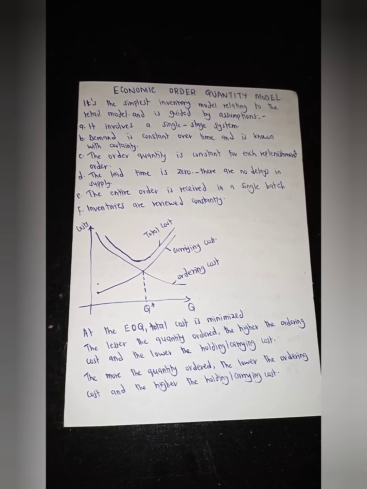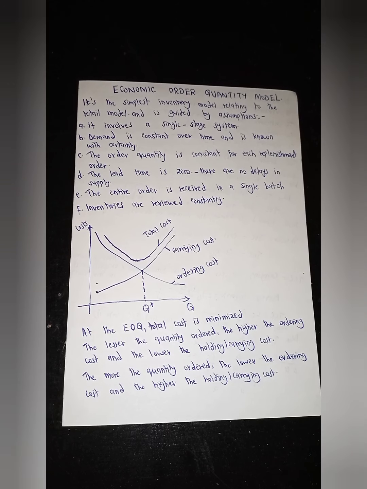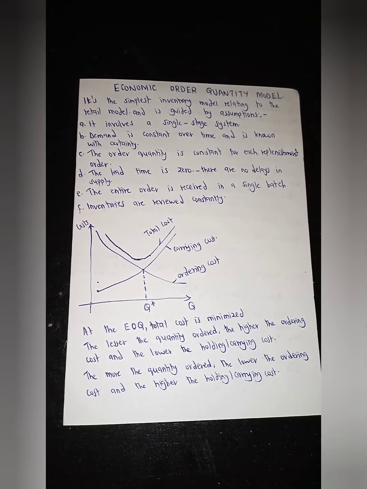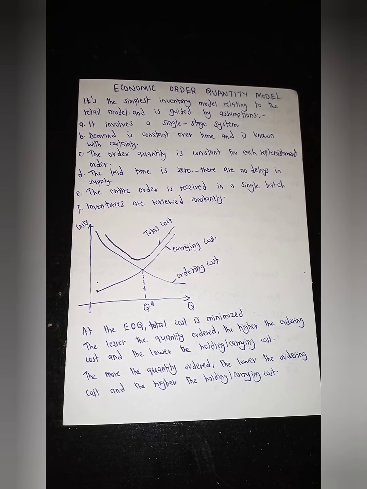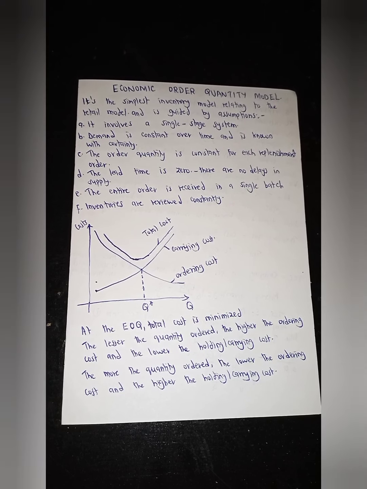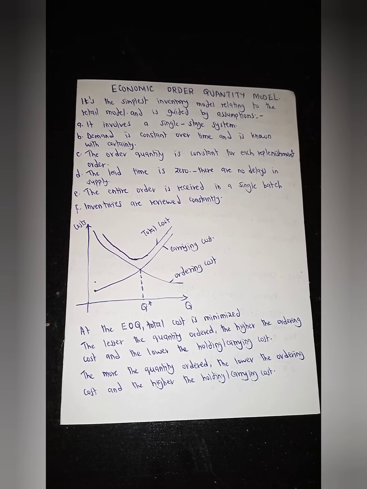You can see there's a diagram there of the cost against the quantity. At the EOQ, total cost is minimized. The lesser the quantity ordered, the higher the ordering cost and the lower the holding cost. The more the quantity ordered, the lower the ordering cost and the higher the holding cost.